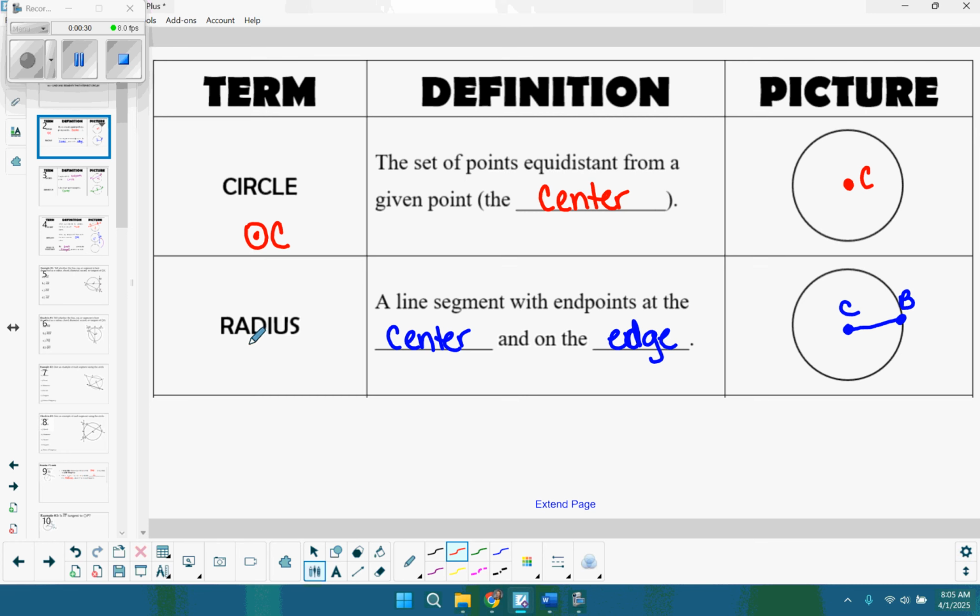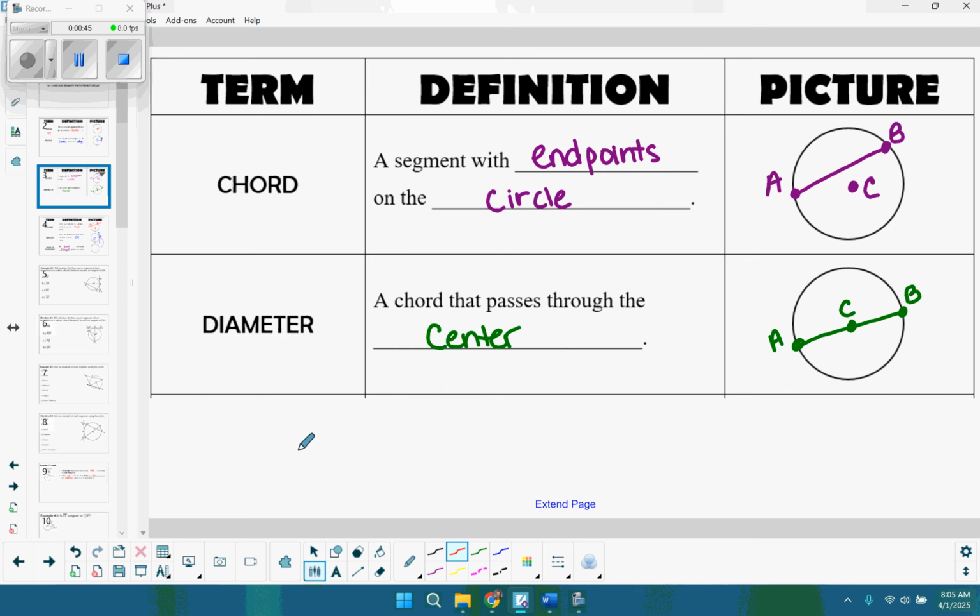The radius is a line segment with endpoints at the center and on the edge. So the radius will be the same no matter where I draw it from the center, because it's equidistant from the edge of the circle at all places. A chord is a segment with endpoints on the circle. So as long as it starts at one side of the circle and ends at another point on the circle, that's a chord. The special kind of chord that happens to go through the center is called the diameter.